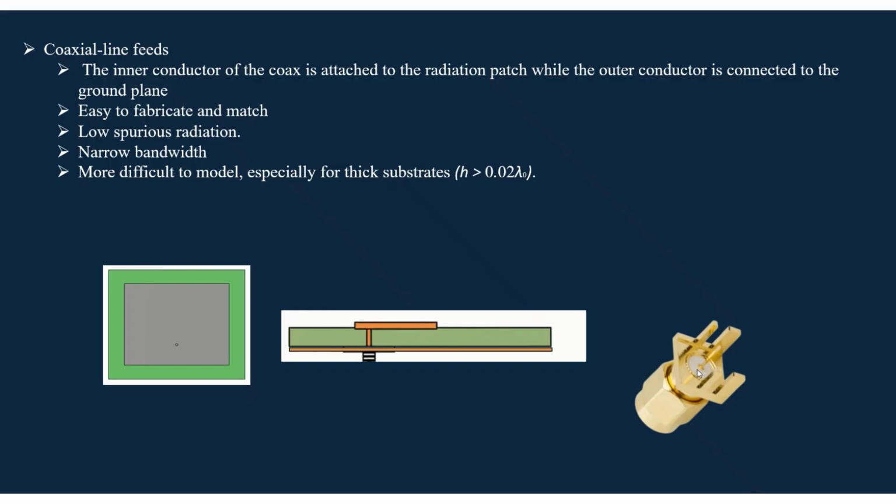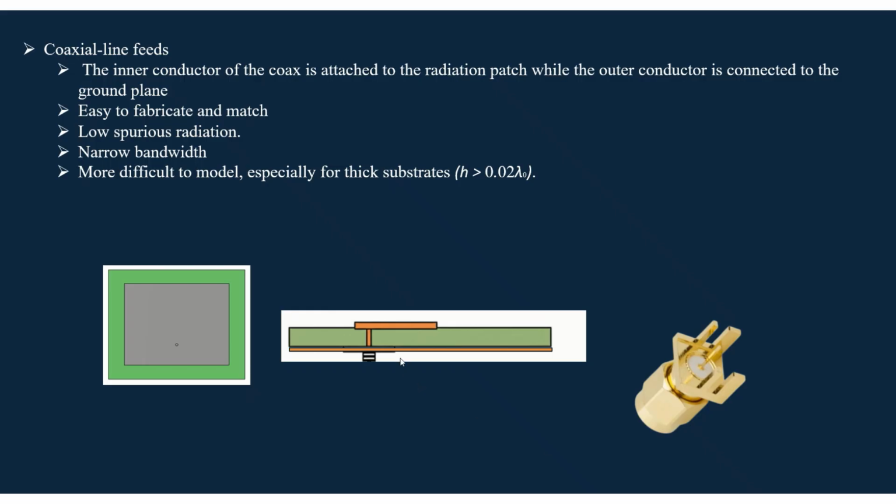If you connect this connector to the antenna, the inner conductor is connected to the radiating patch and the outer conductor is connected to the ground plane. So in the case of the coaxial feed, the inner conductor is attached to the radiating patch and the outer conductor is connected to the ground plane. This is how coaxial line feeding, or probe feeding, of the patch antenna works.